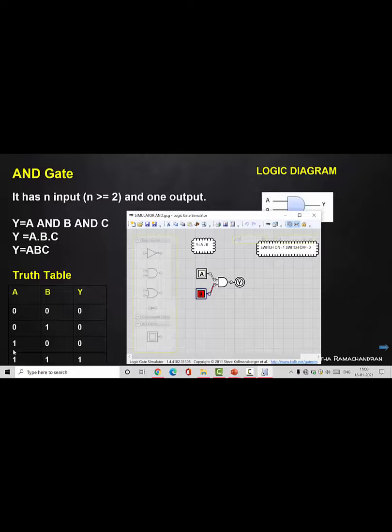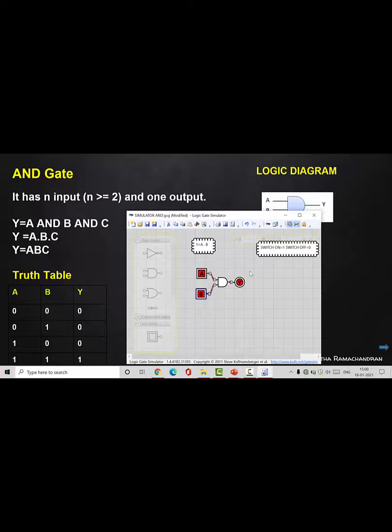And the next case, A input is 1, means A is on, B is off. So we can make this B off now and we can switch on this A input. Still the output remains off in case of this AND gate. Right? Next is A and B with value 1. Means we need to switch on both the inputs.